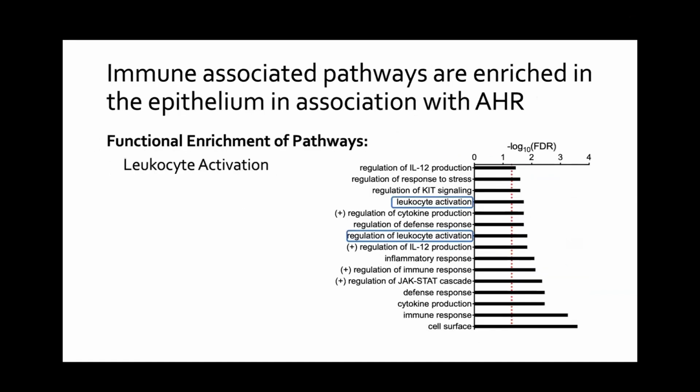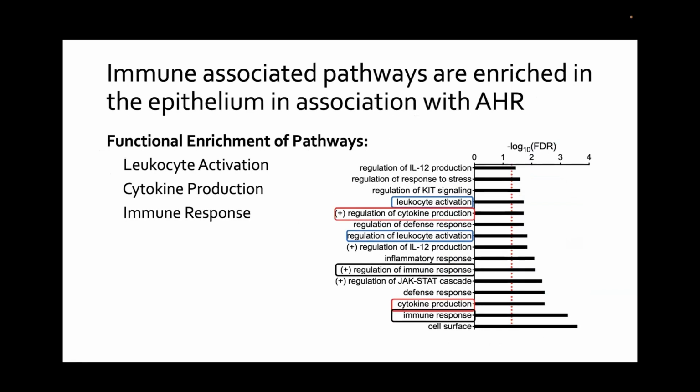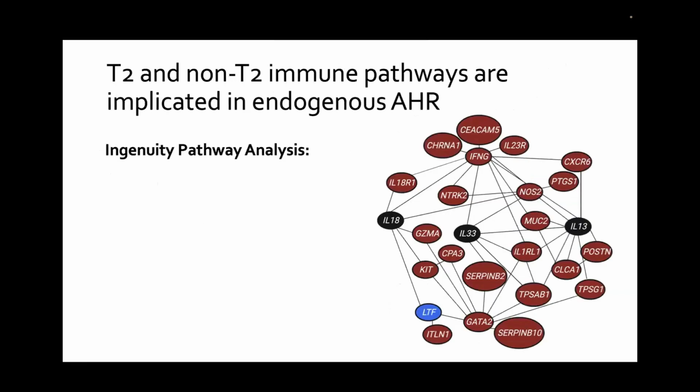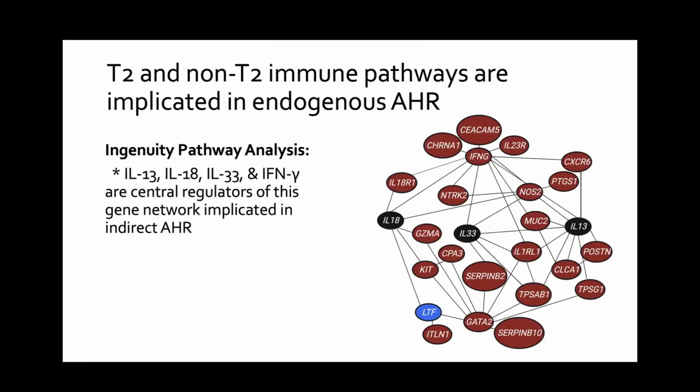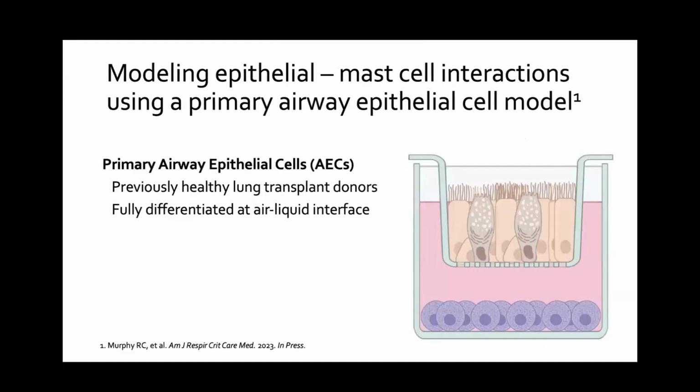So we looked at functional enrichment pathways, looking at leukocyte activation, cytokine production, immune response, and developed this pathway. And the curious thing is that you can see that the ST2 receptor, IL-1 receptor-like 1, is in the center node, which you might expect from what I've showed you so far. But the really clear thing is that there's several other key important nodes for interferon gamma, a T1 signal, and then IL-18 and its receptor, which is a T3 signal.